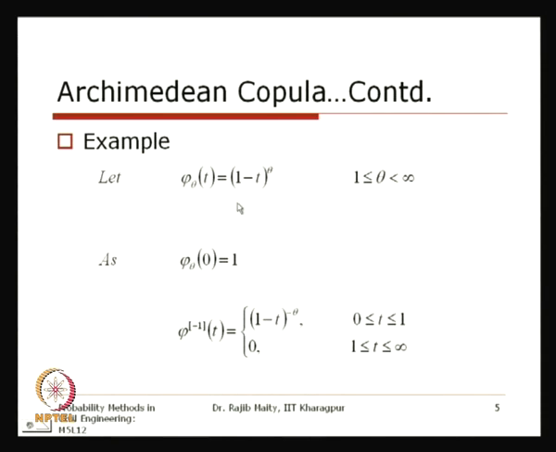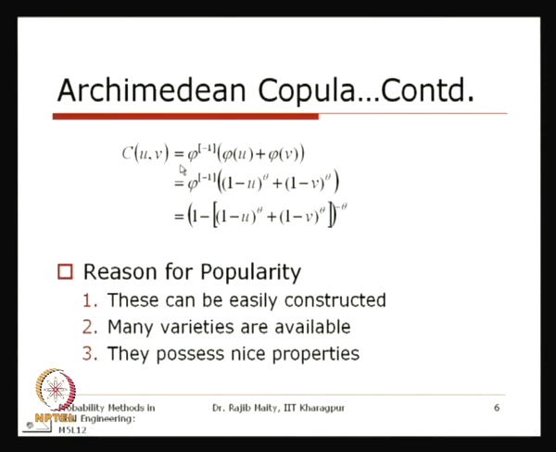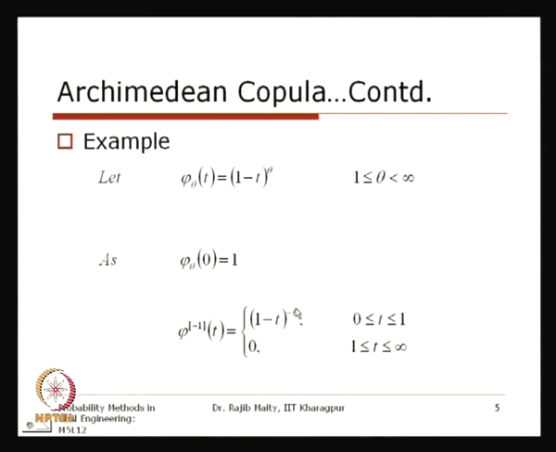Now, if I want to know the copula through this generator, C u v is equal to the pseudo inverse of that function applied to phi u plus phi v. Here we are just changing the attribute, so it is 1 minus u power theta and 1 minus v power theta, and for this form we have to take its pseudo inverse. To take its pseudo inverse, we have to take 1 minus t power minus theta.